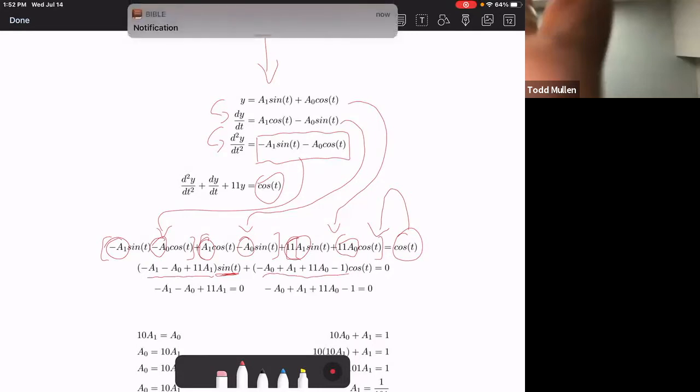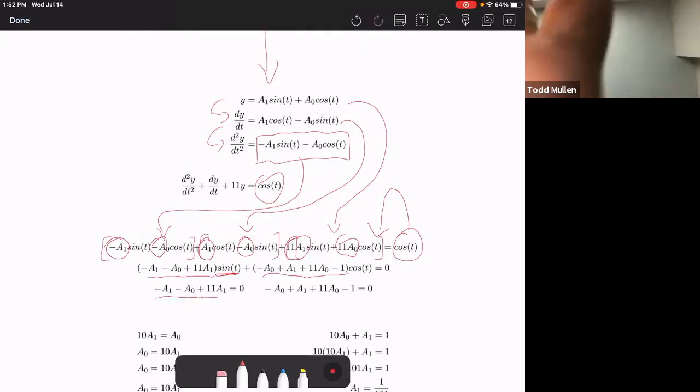Now, this actually is two equations. We've got negative a1 minus a naught plus 11a1 needs to equal 0 because there are no sine t terms on the right. And the same thing goes for cos. Negative a naught plus a1 plus 11a naught minus 1 needs to equal 0 on the right.